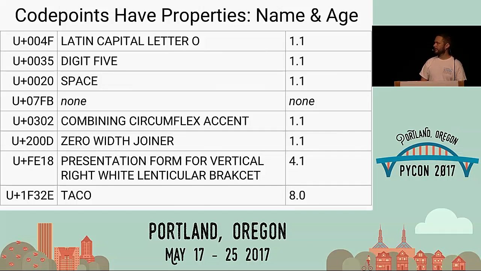Here's name and age. We've already seen name. Age is what version of Unicode it was assigned. 1.1 just means it's old as dirt, really. There's nothing that's 1.0. 1.1 is from 1993, so some of these assignments are older than people here, probably. You can see there's another, taco got added in 8.0.